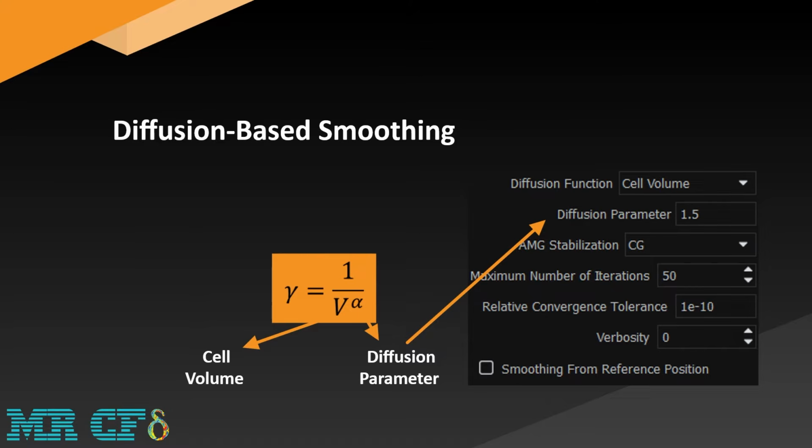If the value of this parameter is 0, it leads to gamma equal to 1. That is, the uniform diffusion of the boundary movement is transferred to the entire mesh. While a higher value of the diffusion parameter causes the areas with larger cells to maintain the meshing structure more, and in the areas of smaller cells, the meshing structure changes the most.